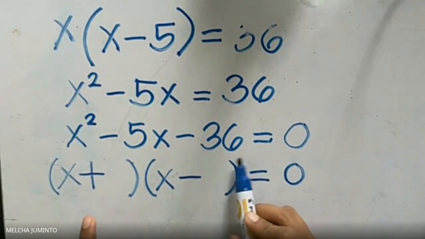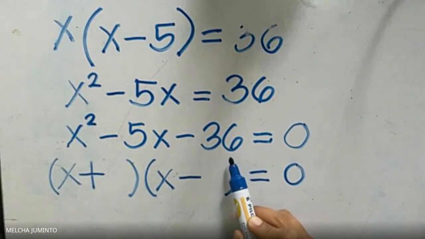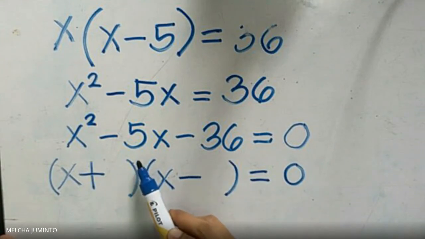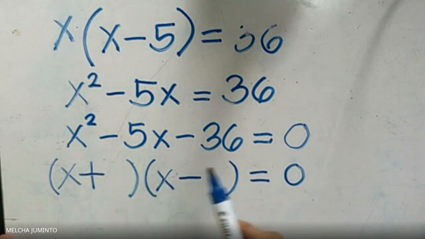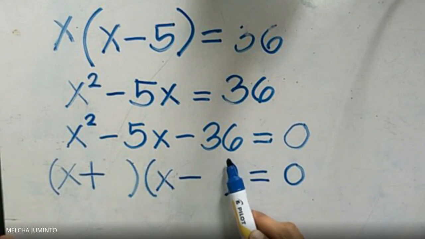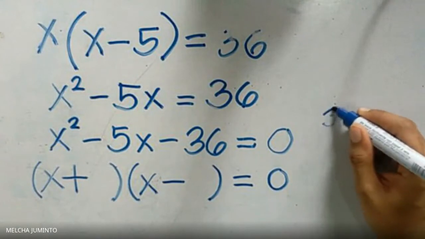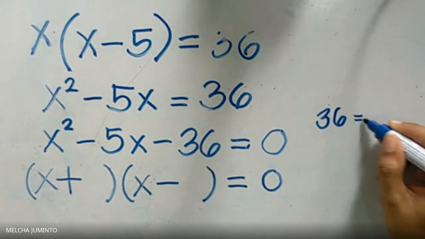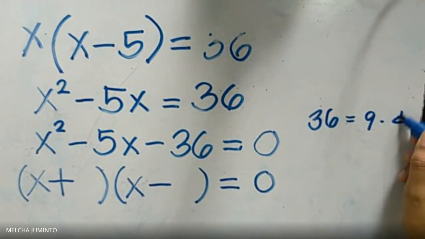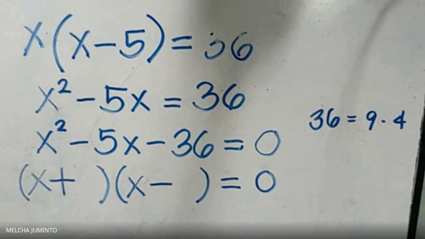Now, we think of two numbers. Once we multiply, the product is 36, and once we subtract, the difference is 5. What are those two numbers? We have 9 and 4. Okay? We can think that 36 is equivalent to 9 times 4. 9 times 4 equals 36.